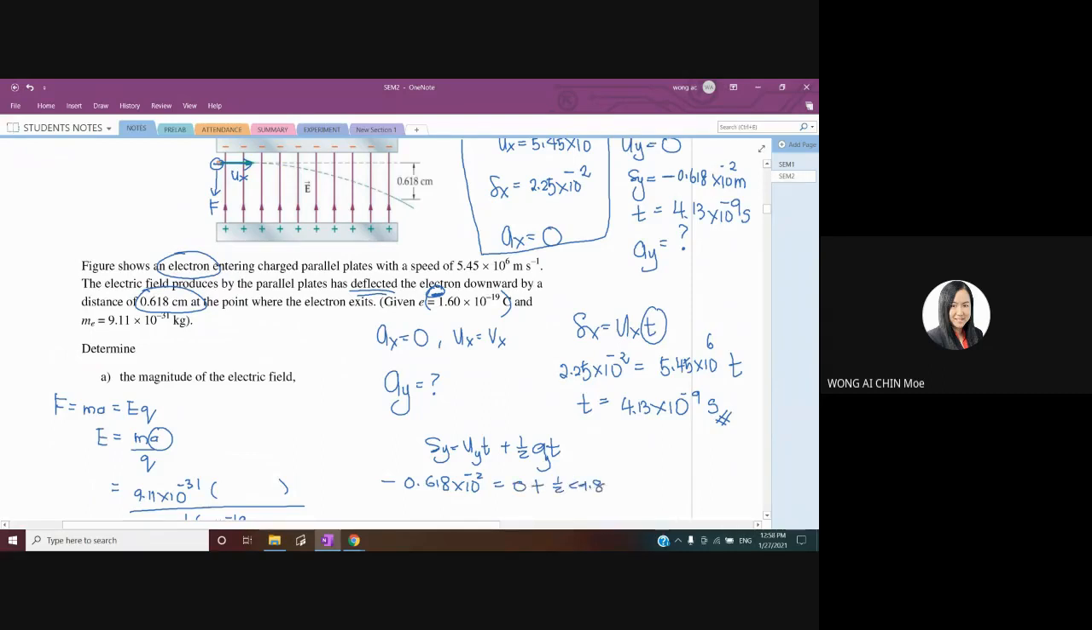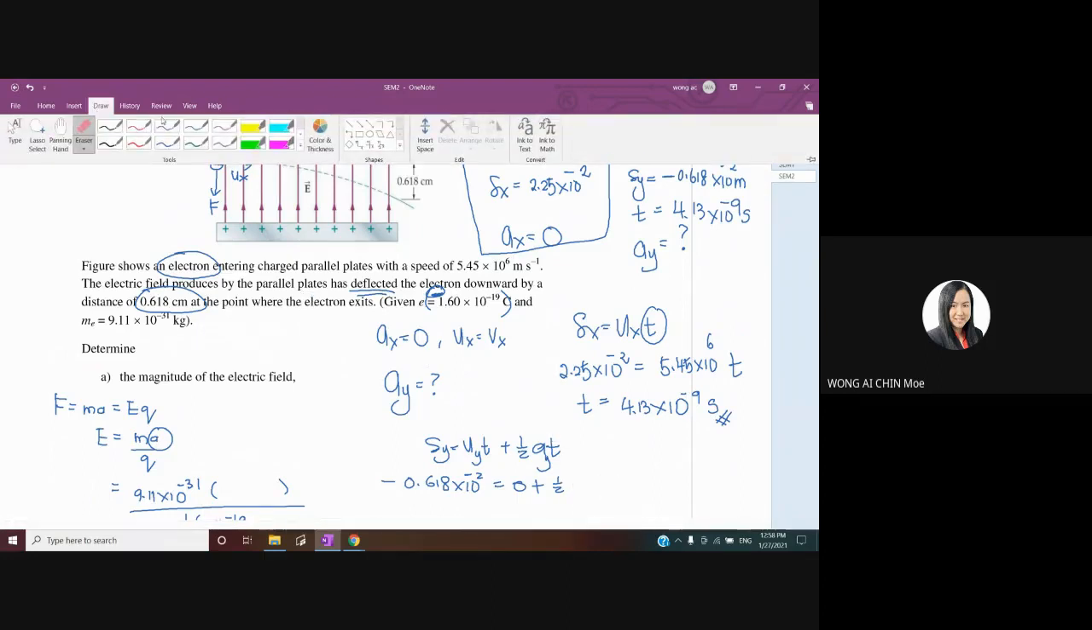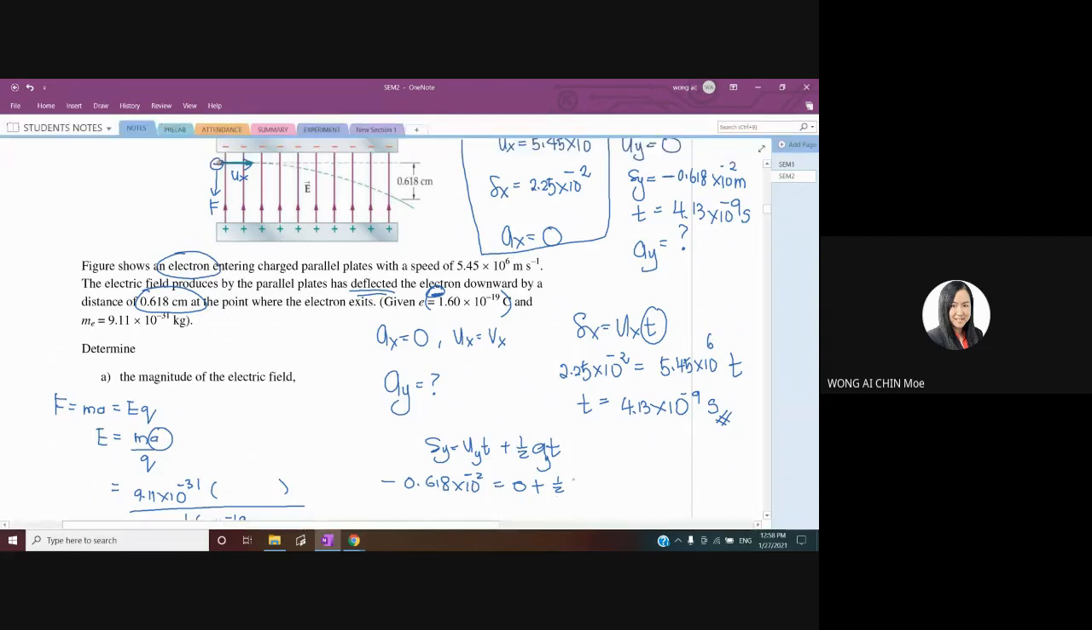Sorry, not G, it's A. Not G, because it's accelerate. This is not free fall. So it's AY. This is not free fall, it's accelerate because it's attractive force. So this is AY. T is 4.13 times 10 to the power negative 9. So find out your AY.